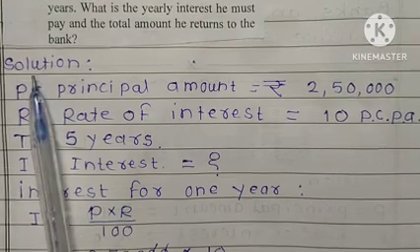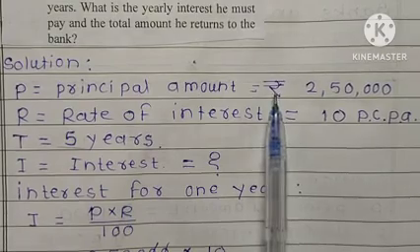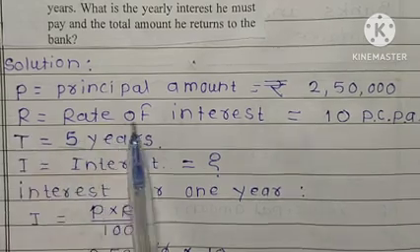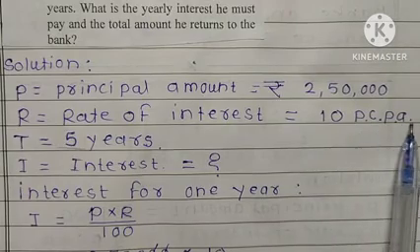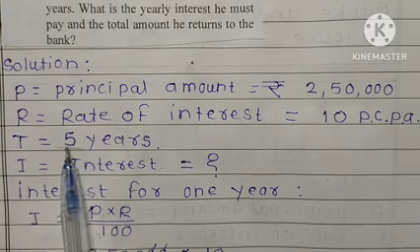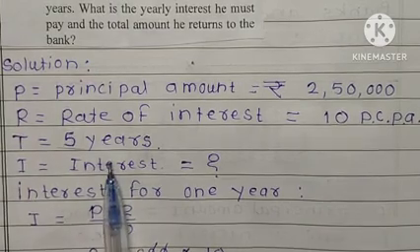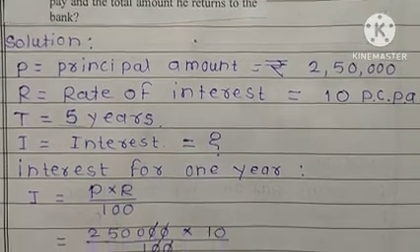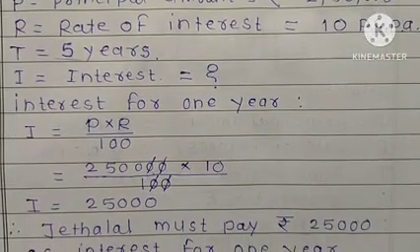Okay. Now solution. Again, P, that is principal amount, rupees 2,50,000. R, that is rate of interest, 10 percent per annum. T, that is time period, 5 years. And I, that is simple interest, we have to calculate.